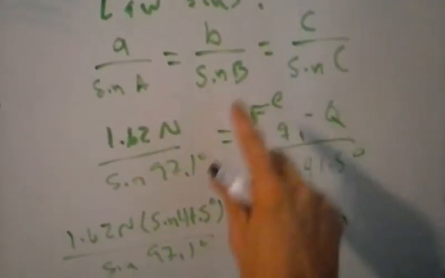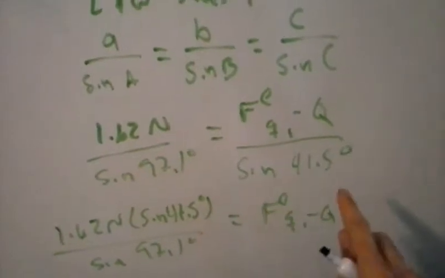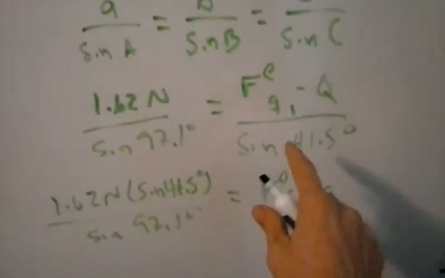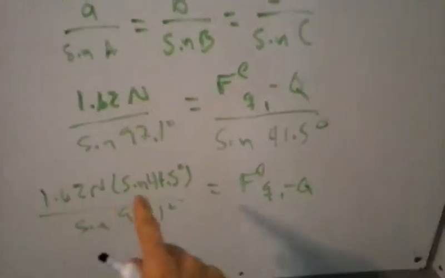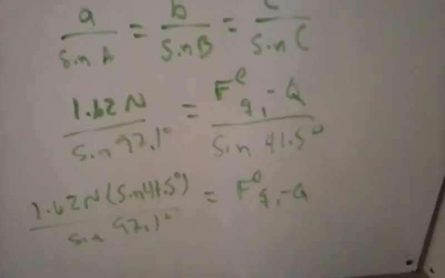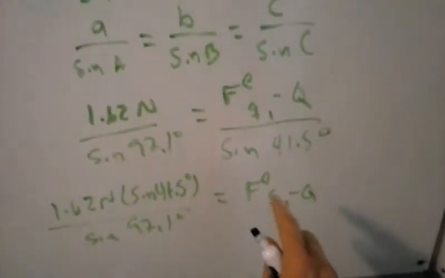Side A over the sine of the angle opposite equals the side I'm looking for, the electrical force of Q1 on Q, over the sine of the angle opposite, which is this side and this angle. And then I do a little good old arithmetic, multiply both sides by sine of 41.5, and this is going to be a number equal to this electrical force. So my next step is to write in the variables, using Coulomb's law, I can write the variables that I know, and it'll leave me with the one I don't know.